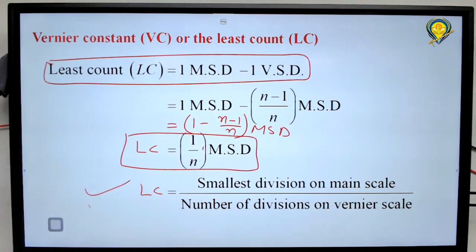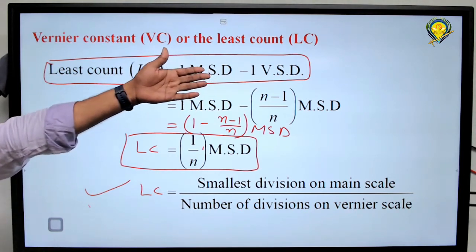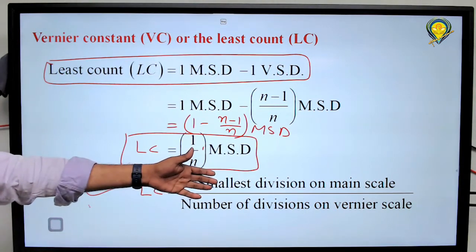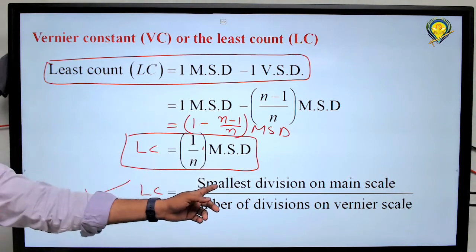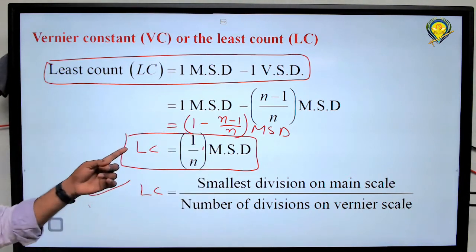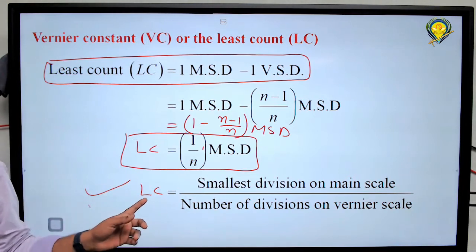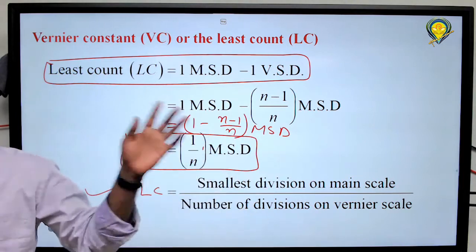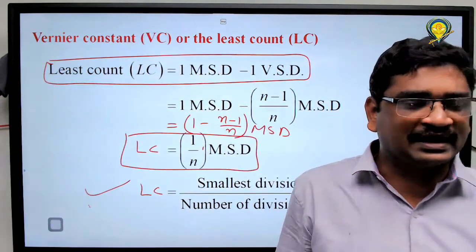Only three formulas are there to calculate least count. First one is one main scale division minus one vernier scale division. Second one, one main scale division by n number of vernier scale divisions. So this is applicable only when n minus 1 is there. Then only this is applicable. Next, the other formula, smallest division on main scale by number of vernier scale divisions. So these are the basic formulas to calculate least count.